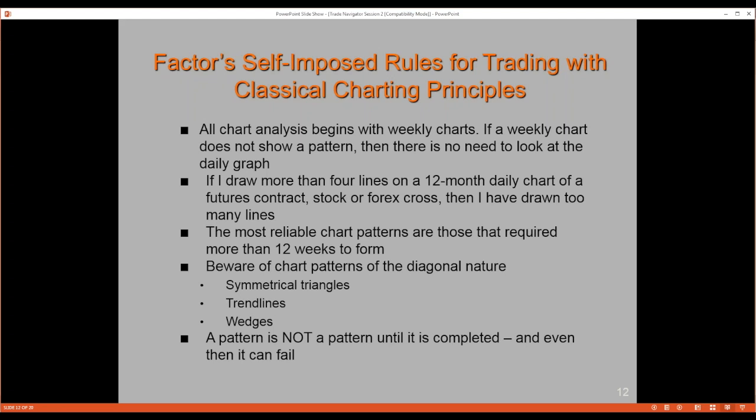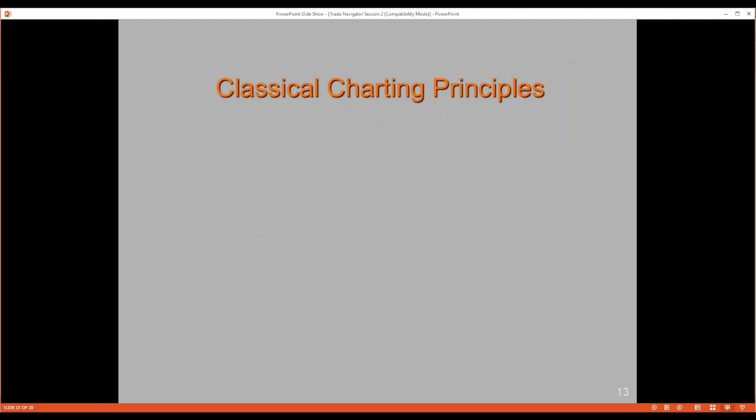And even then it can fail. Oftentimes I'll talk about patterns, and usually I'll talk about possible patterns. There's a possible head and shoulders. There's a possible rectangle. And there's a possible this or that. And that doesn't mean that I believe that there is a head and shoulders. It's really not a head and shoulders pattern until it's completed. And even then it can fail.